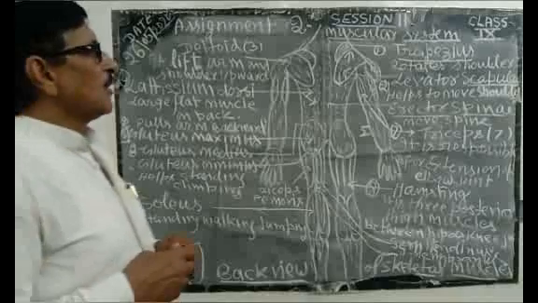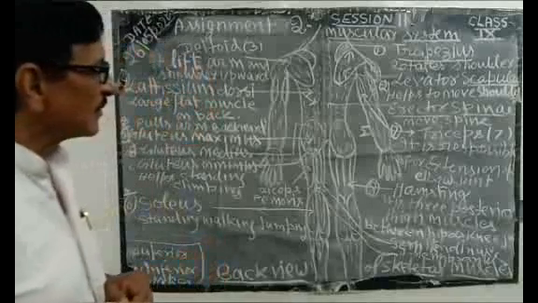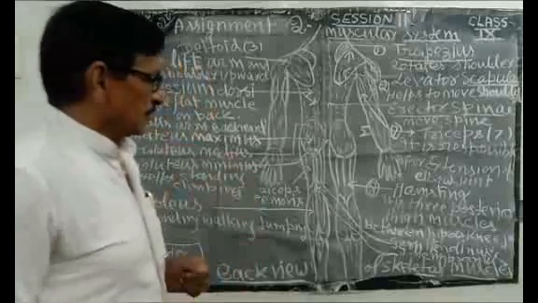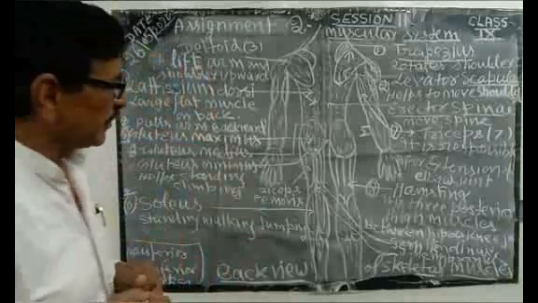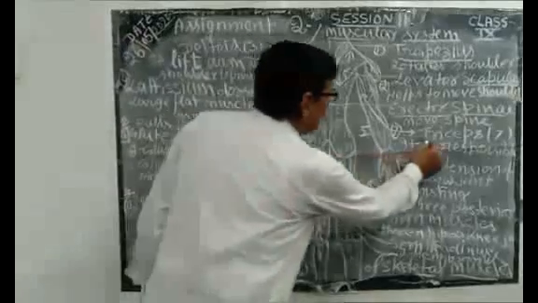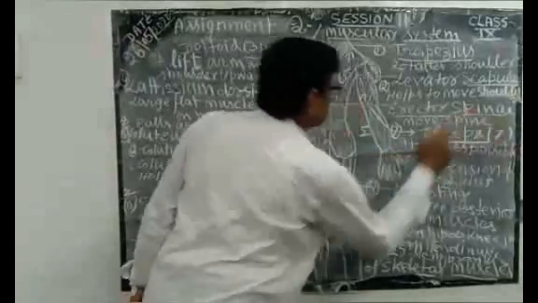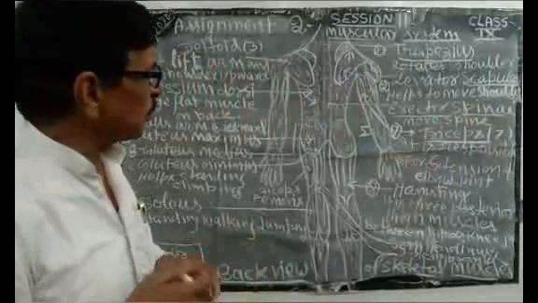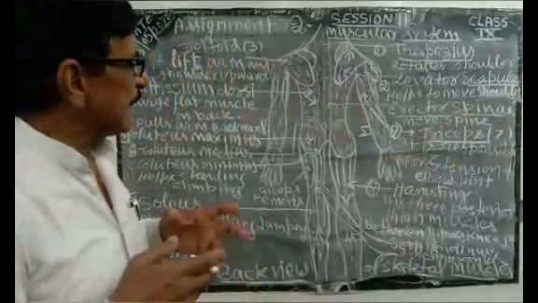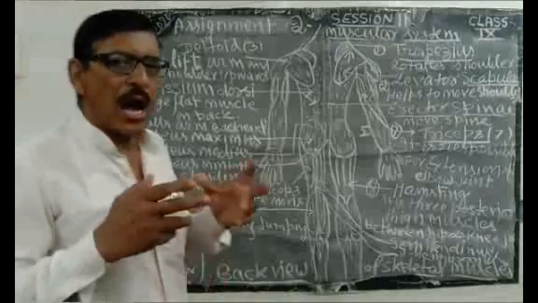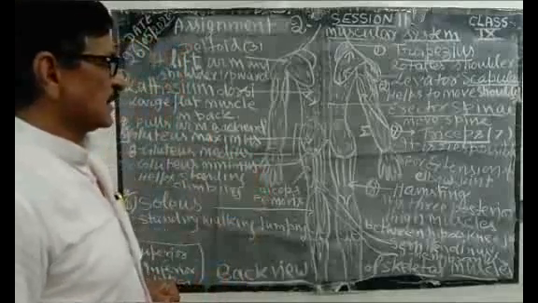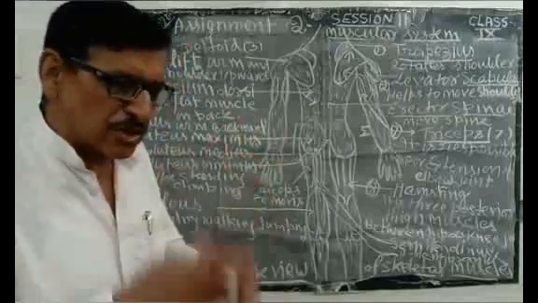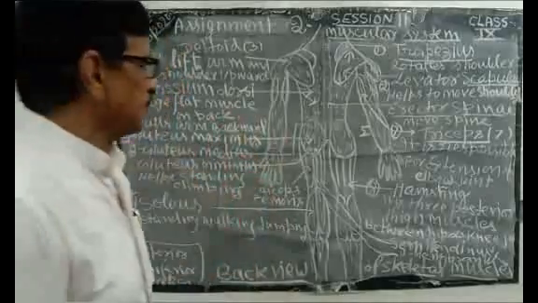Now, in the fifth step, we will see triceps. Triceps. We can say about this muscle. This muscle is related with the upper arm muscles. It is responsible for extension of the elbow joint.